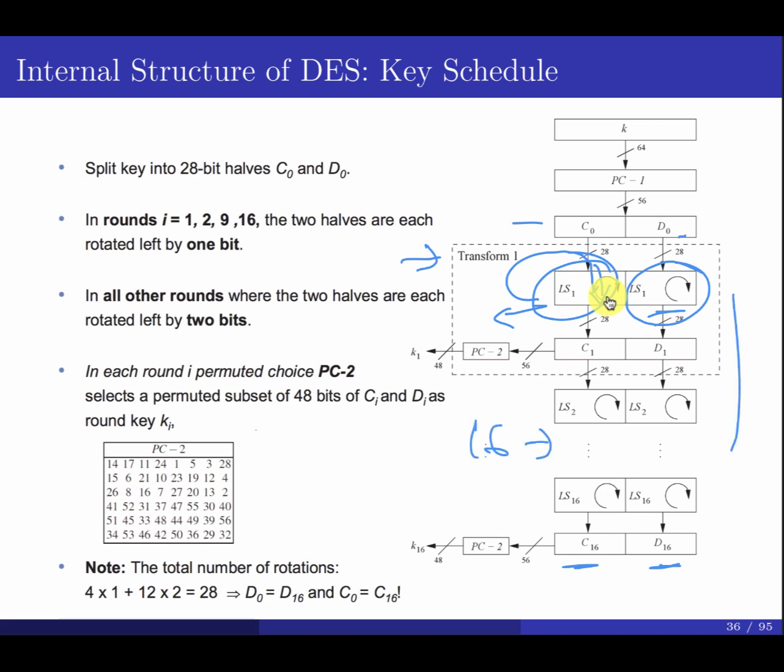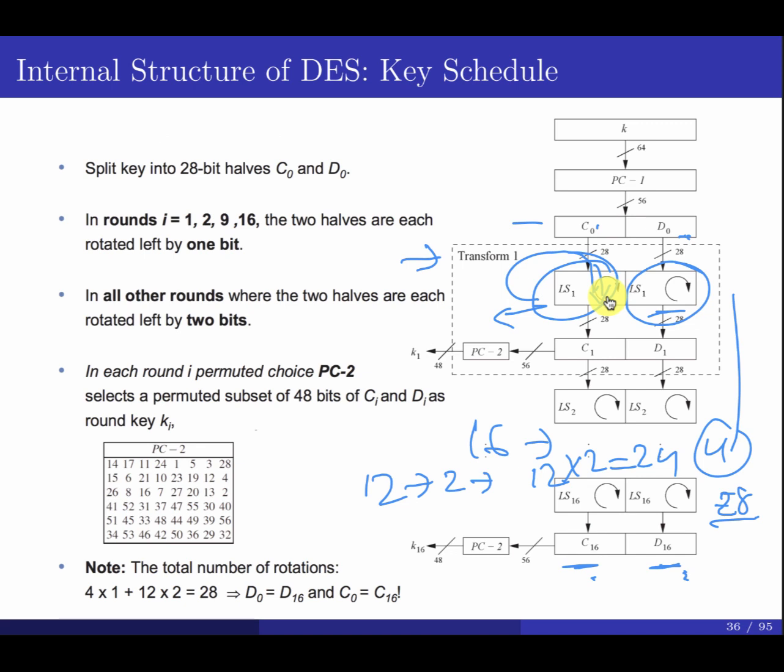For some rounds, we're going to shift by 2. Actually, for 12 rounds, we're going to shift by 2 bits, so 12 multiplied by 2 equals 24. And we have 4 rounds where we shift only by 1 bit to the left. So after 16 rounds, we end up rotating to the left 28 by 28 bits. The input at the end is going to be similar to the output. I'm talking about the content of C0 and C16, and D0 with D16. Okay, clear?